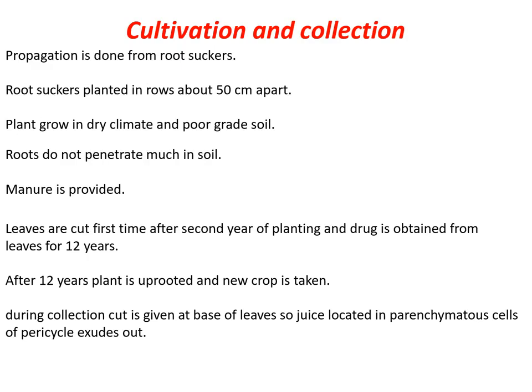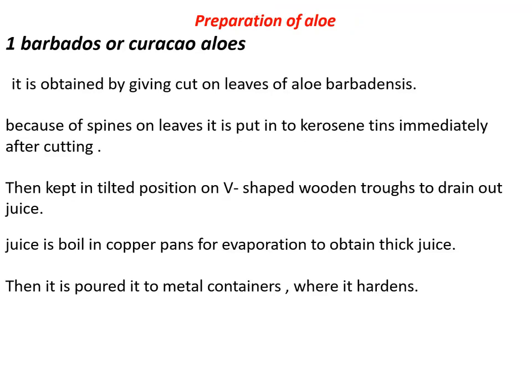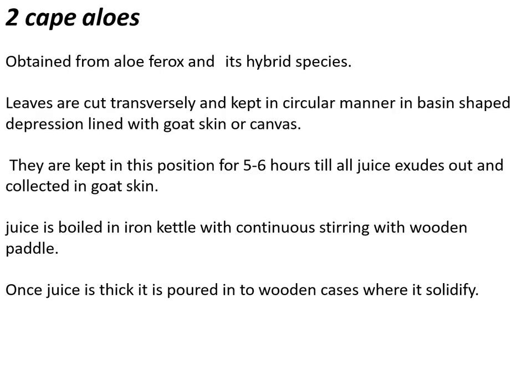Then cultivation and collection; you can go through all of that. Geographical source: it is indigenous to Southern Africa, cultivated in Iceland, Europe. Then preparation: how we can prepare the different aloes. Curaçao aloe: cut the leaves and remove the spines of the leaves, put them in kerosene tins immediately after cutting, then keep them in a tilted position in V-shaped wooden troughs to drain out the juice. The juice is boiled in copper pans for evaporation to obtain thick juice. Then it is poured into a metal container.